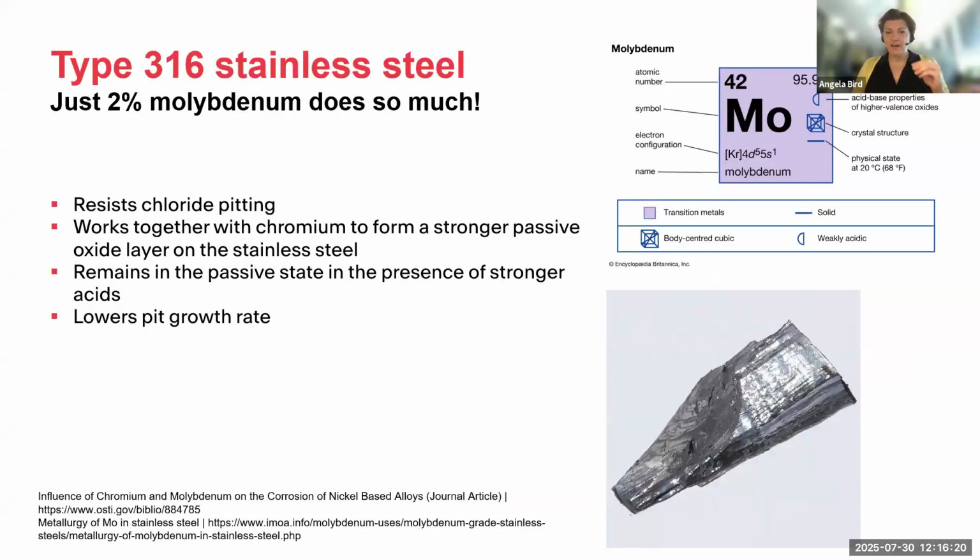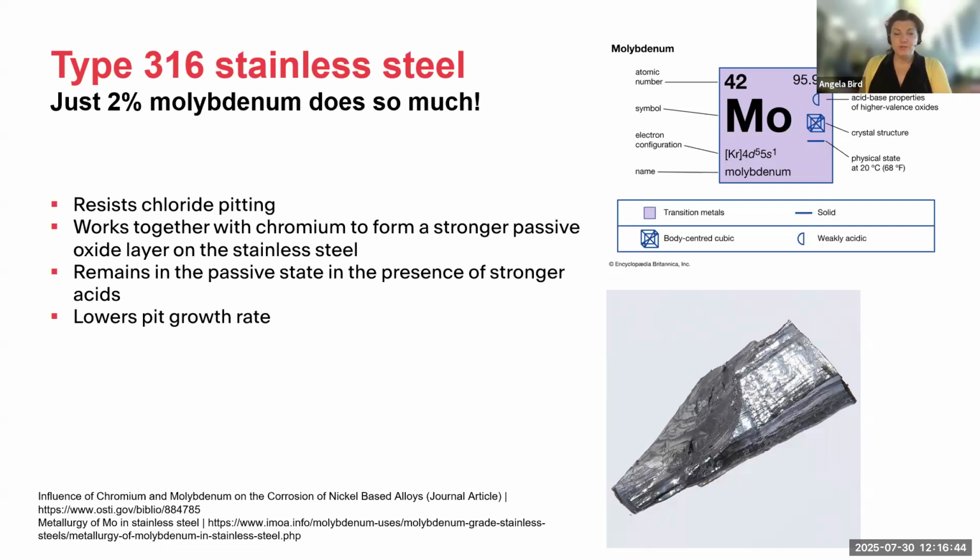The addition of 2% of an element called molybdenum increases the corrosion resistance of stainless steel. Molybdenum has been used in a steel alloy since about the late 1800s. It was discovered that it could replace tungsten and deliver a much lighter weight of steel, since tungsten's molecular weight is basically twice that of molybdenum. So it's a lot lighter.